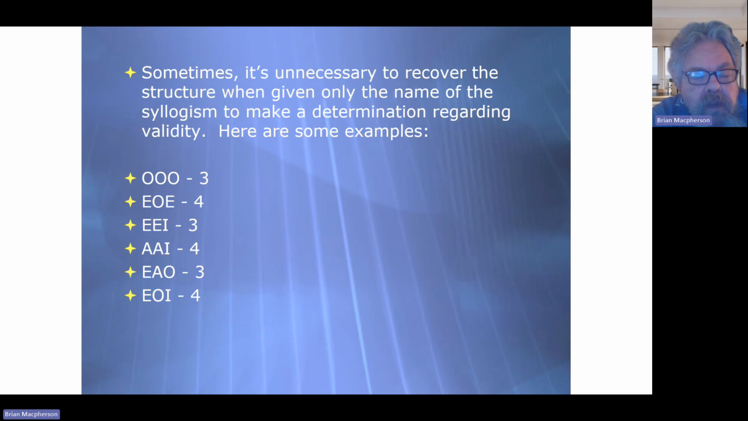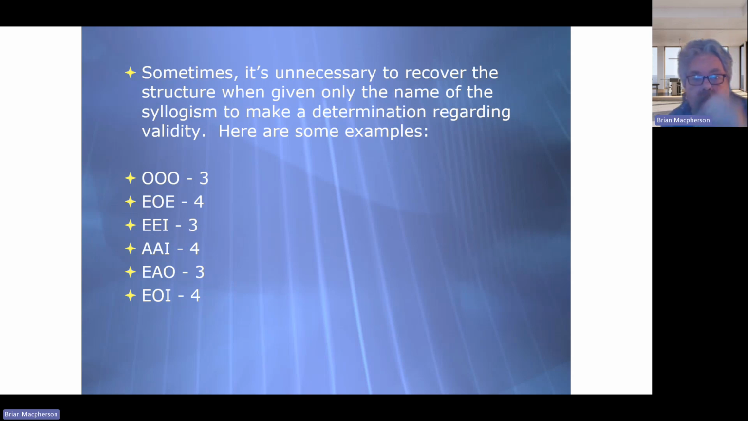Now what about EAO-3? You'd say, well, it's got a negative premise and a negative conclusion. It doesn't have two negative premises. Here's the problem. It has two universal premises, right? E and A are both universals, universal negative and universal affirmative. And it has a particular conclusion, some S's are not P's. So we know that this syllogism is invalid because it violates Rule 5, that two universal premises require a universal conclusion.